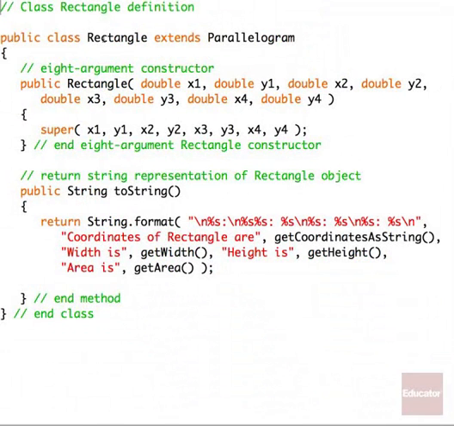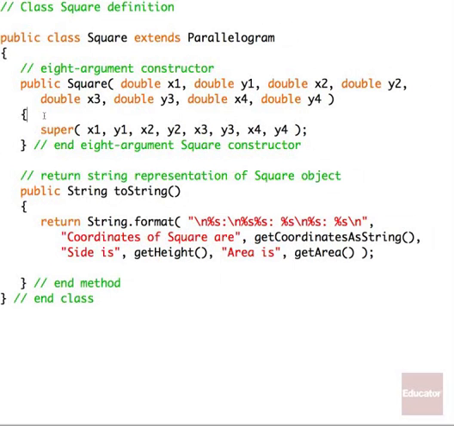Next we have the rectangle, and that rectangle extends the parallelogram. Similar, we're going to have the width, area, and height. And then finally our class square definition. The class square extends. Now notice how this could be handled a couple different ways.